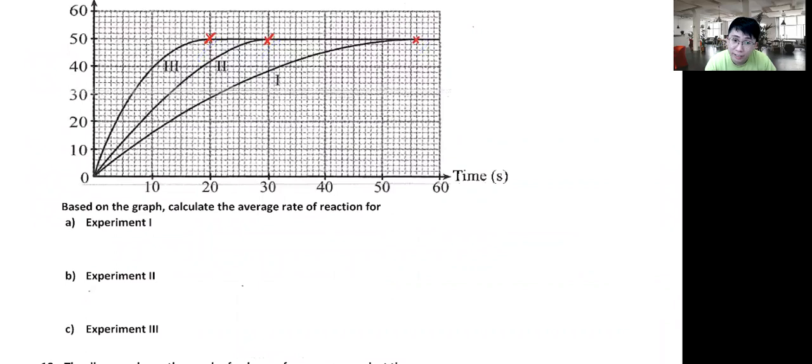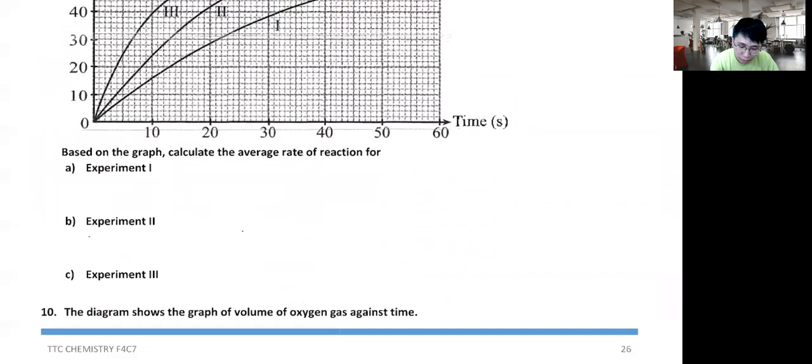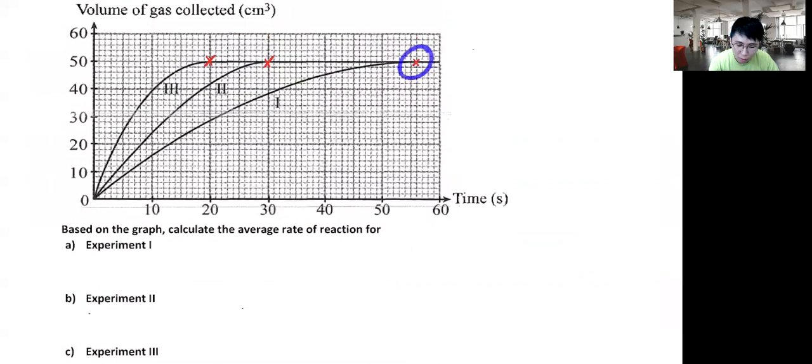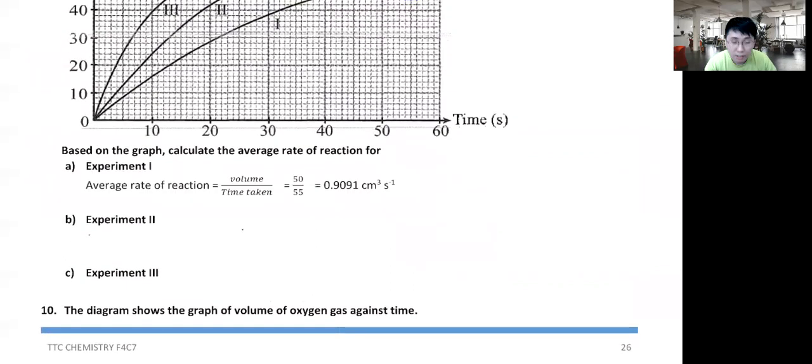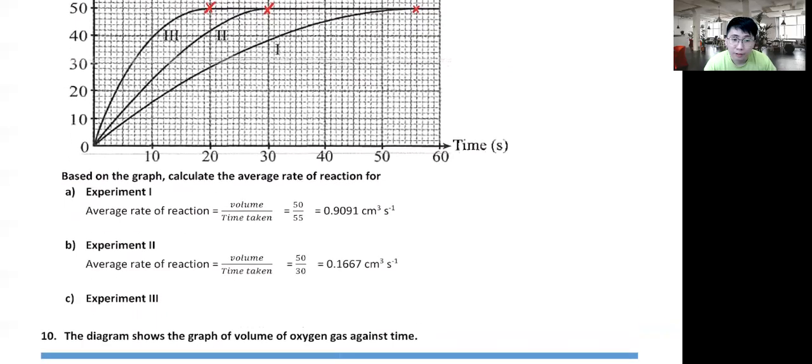So don't have to be very exact. But then do you see the volume of gas of them? They're all the same. They're all having 50 cm3. So 50 over the first experiment, 50 over 55 or 56. You see, I put here 55. 56 also correct, doesn't matter. They have a range for your answer, don't worry about it. Experiment 2, it's 30 seconds. So 50 over 30. Experiment 3 is 20 seconds. So 50 over 20.